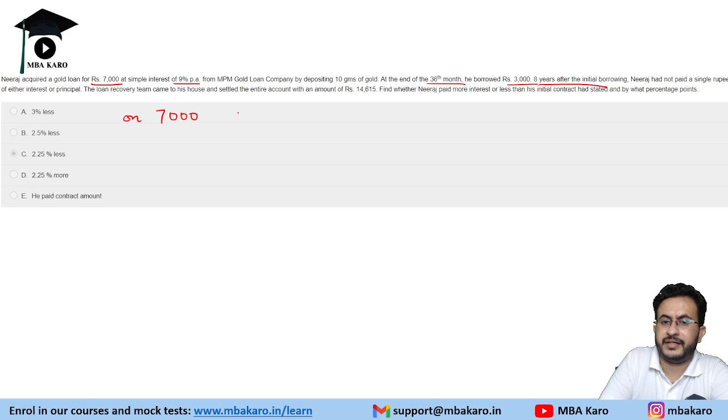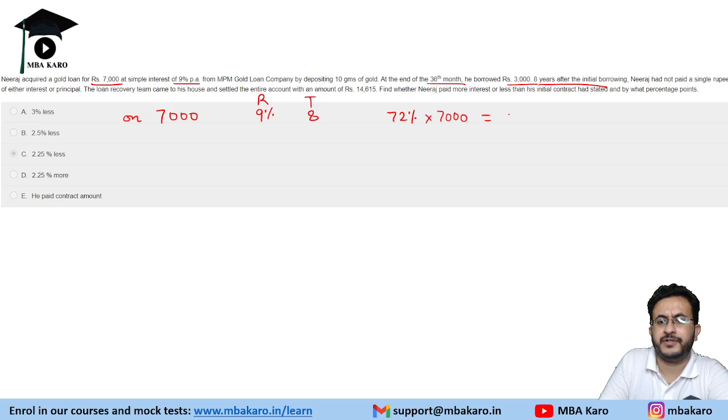The rate is 9% in both cases. The time is 8 years. So he has to pay 72% of 7,000. 72% of 7,000: 72 into 7 will be 490 plus 14, that is 504, so 5040.